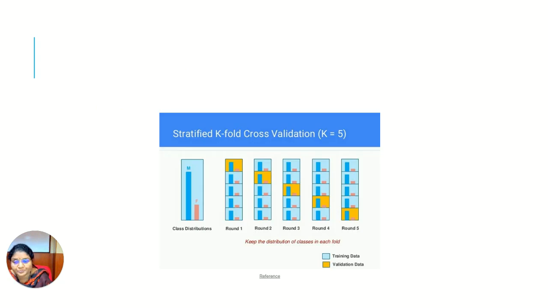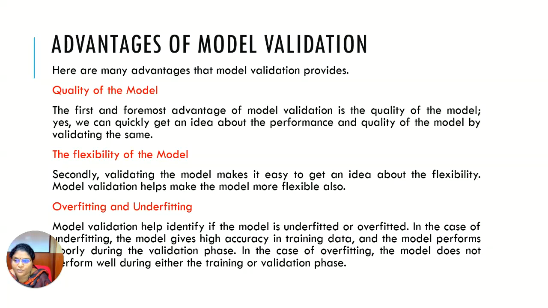Say for example, class 1 male is more and class 2 female is less. So we take different combinations of data. In round 1 we take a certain amount of data of male and female. In round 2 we take a certain amount of data. Round 3 it is a certain amount of data, and round 4 a certain amount of data from each fold. So we can have the distribution of the classes equally in each fold.